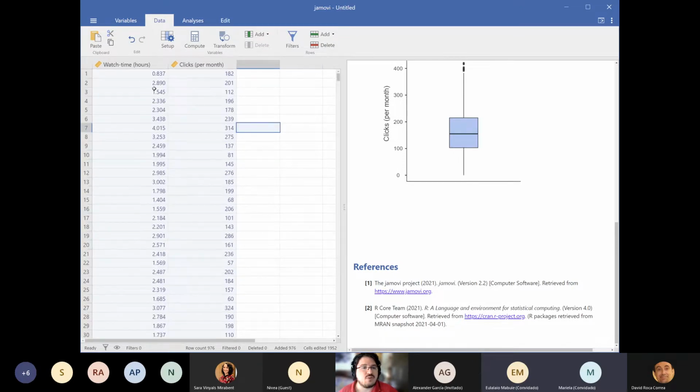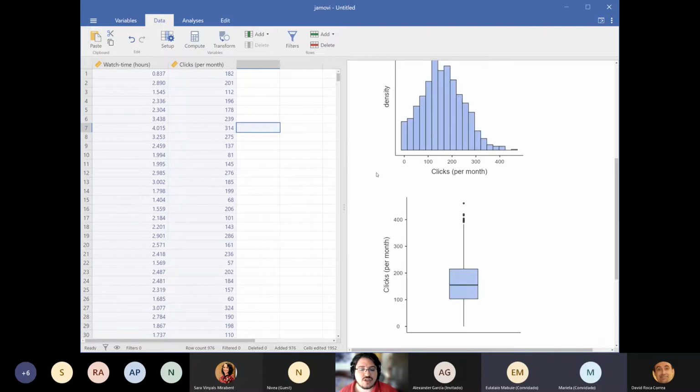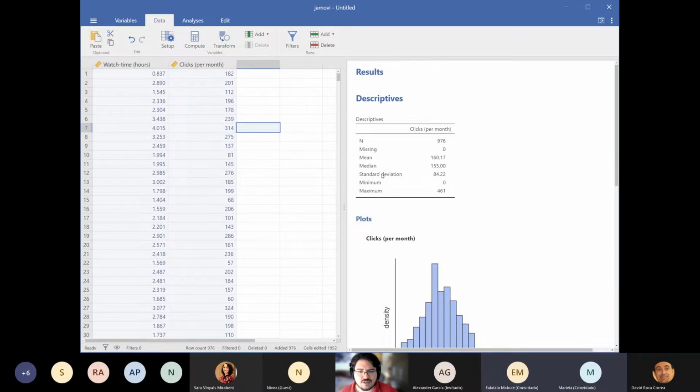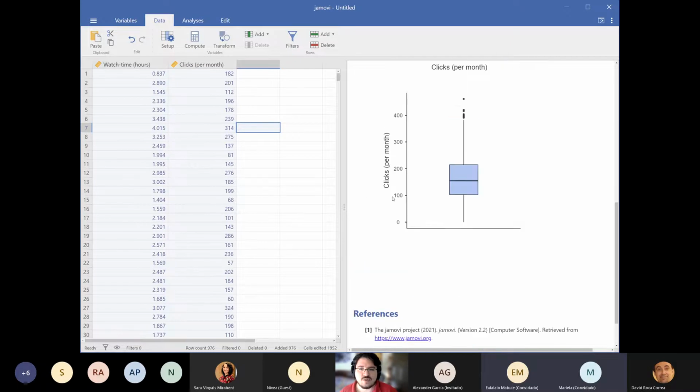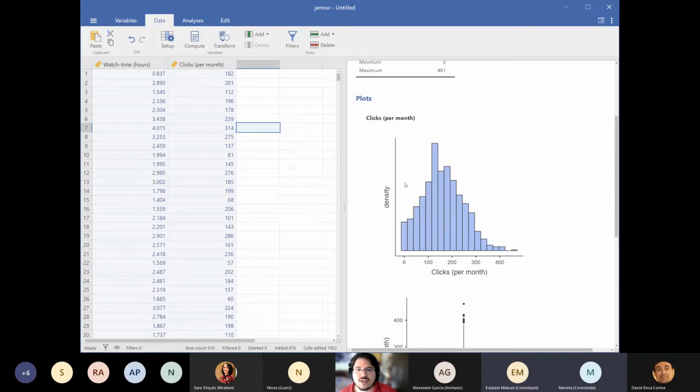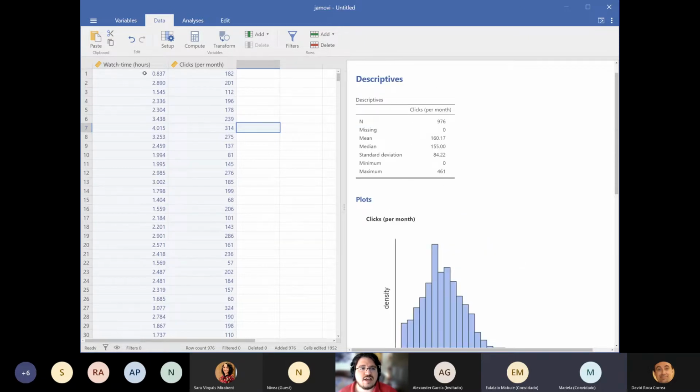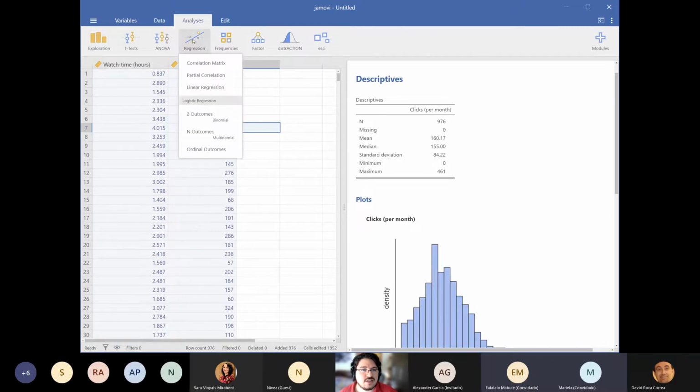Now, how do we test this hypothesis? The first thing that you should do, besides this descriptive exploratory step to see how your data behaves, if you have any missing values or outliers, is doing an analysis of correlation of this data. So if we go to analysis in Jamovi, you will see that in the regression toolset, there is the correlation matrix.